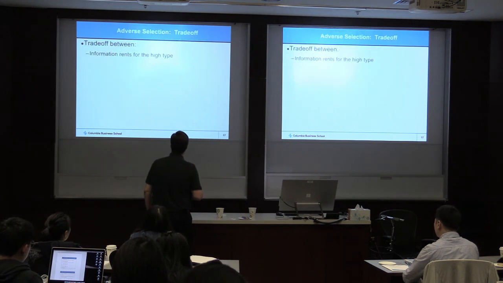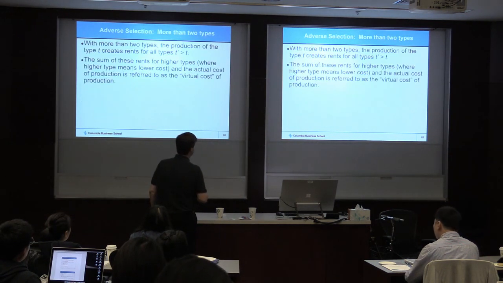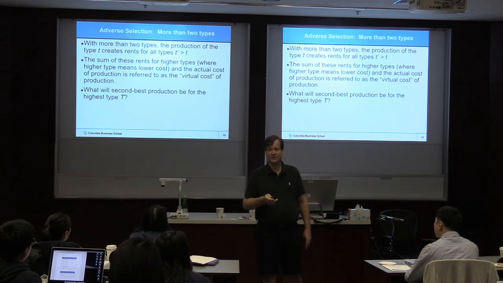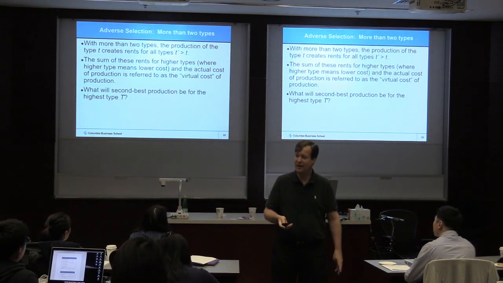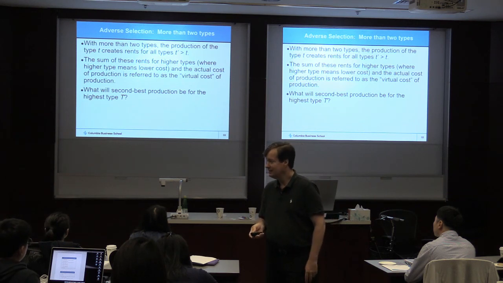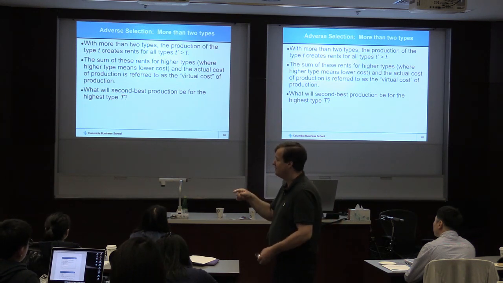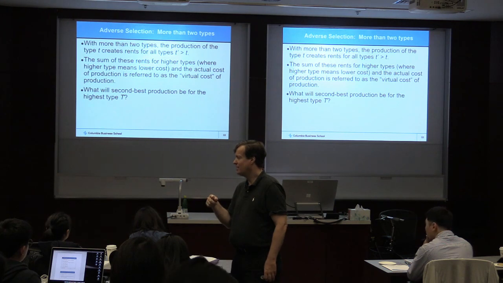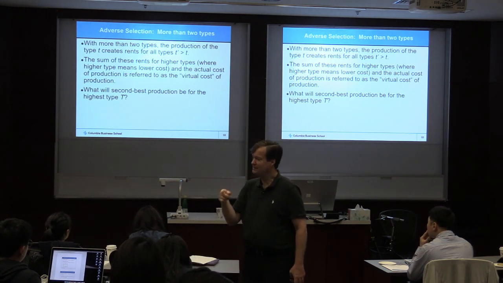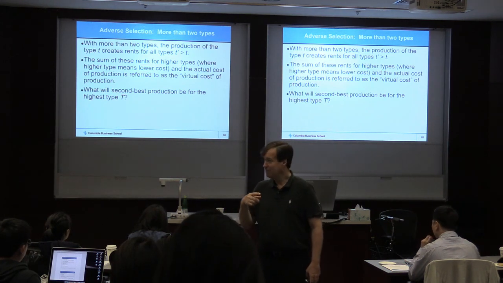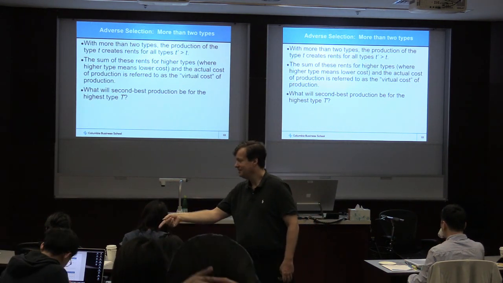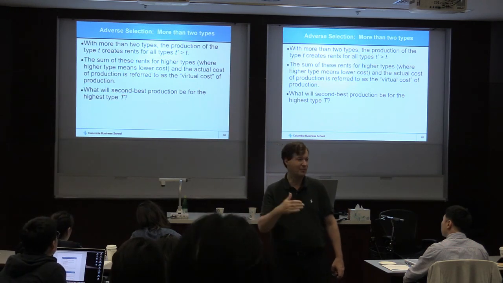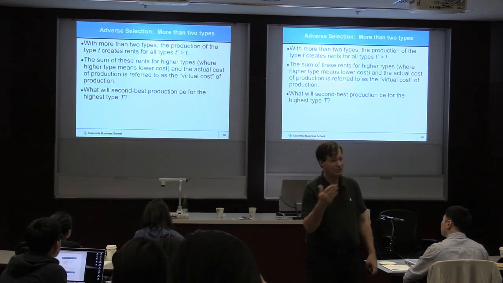Okay, so I've worked this out for you with more types. Again, you want to think in terms of the highest type: what you do for them, the best type doesn't create rents for anyone else. So it's only the lower types. If the best type is T, capital T, for type T minus 1, who does that production create rents for? Just T. Whereas for type T minus 2, who do they create rents for? Both T minus 1 and T. So the further down you go in terms of lower types, the more rents you're creating for types above you. So you end up with more severe rationing at the lower end than you do at the higher end.